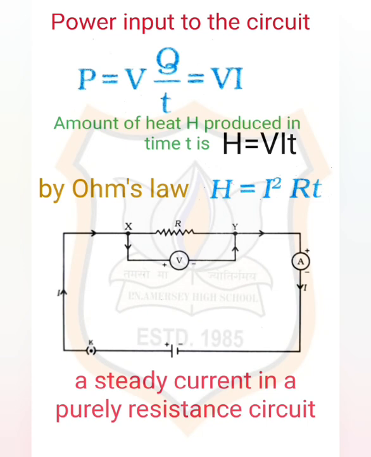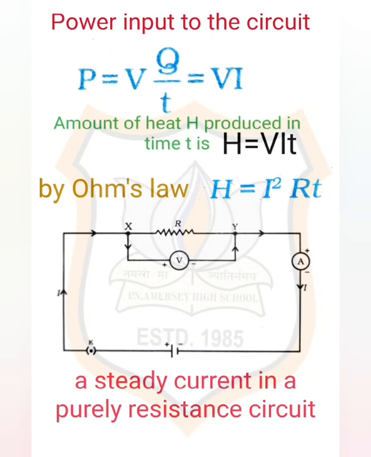We can write V is equal to IR according to Ohm's law. So here H is equal to I square Rt. Instead of writing V, we can write IR. So I square Rt. This is known as Joule's law of heating.